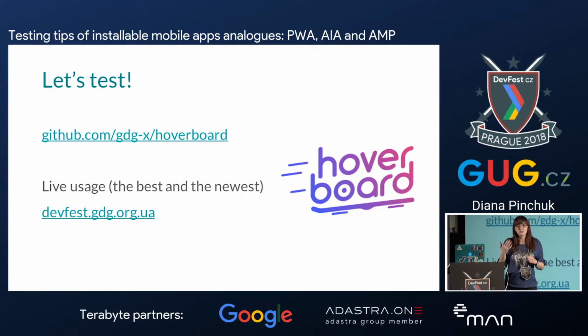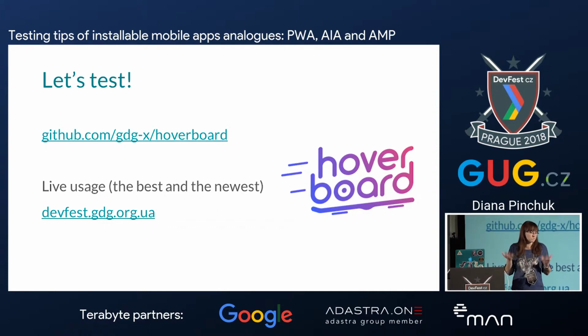And the guys are trying to use the most recent rules in progressive web apps, the latest rules, let's say. If you don't want to launch it locally, you can just go to the website of Devfest Ukraine, because it uses the latest features of our project Hoverboard.